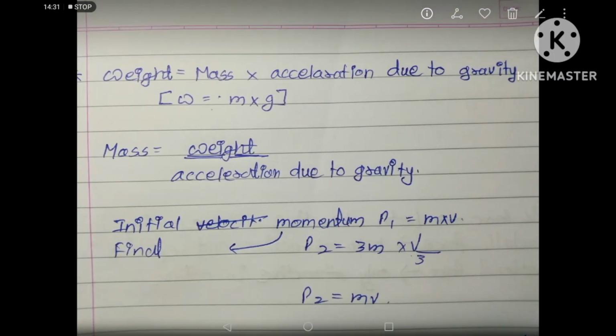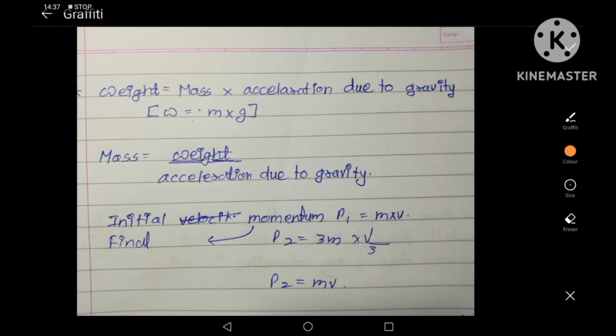There are some general topics given here which are used very well. Here it is given weight is equal to mass multiplied by acceleration due to gravity. There is a difference between mass and weight. In weight, the acceleration due to gravity is involved, but in mass, the acceleration due to gravity is not involved. You can write here W is equal to M multiplied by G, where W denotes weight, M denotes mass, and G denotes gravity.